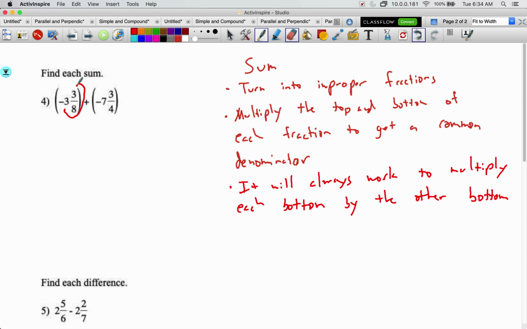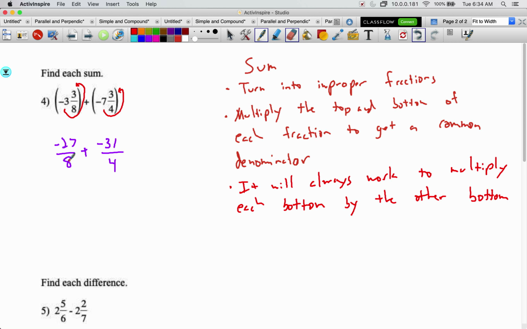We'll do the loop on both of these to turn them into improper fractions. 3 times 8 is 24, plus 3 is 27. Bring up the negative, so negative 27 over 8. Plus 7 times 4 is 28, plus 3 is 31. Bring up the negative, so negative 31 over 4.